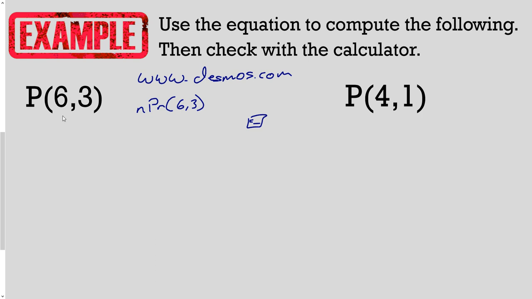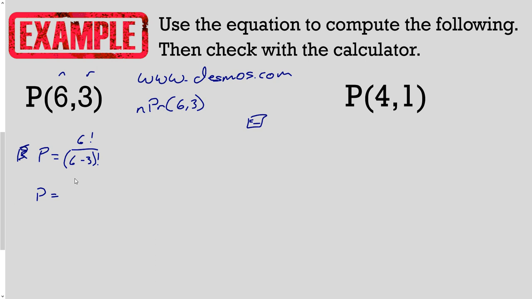Most of your built-in phone calculators will not have the permutations formula built in, but if you download a calculator emulator, a graphing calculator emulator, it should have it. Okay, so this is going to be our n, this is going to be our r value. So the number of permutations is 6 factorial over 6 minus 3, that quantity, factorial.